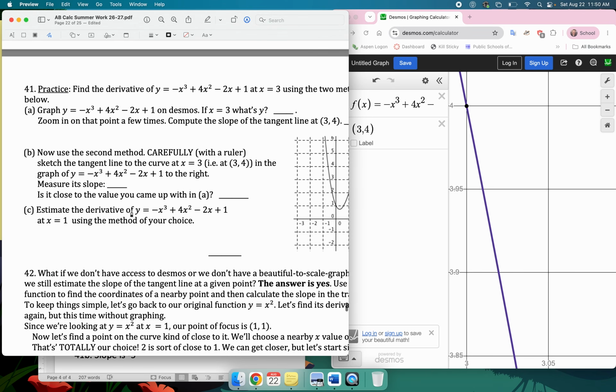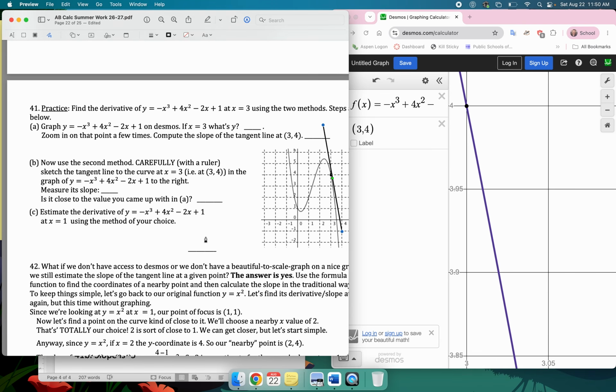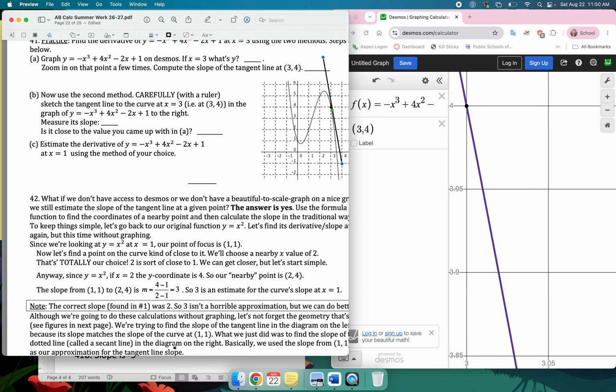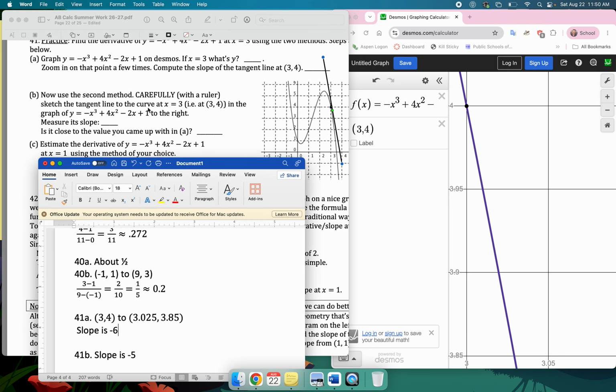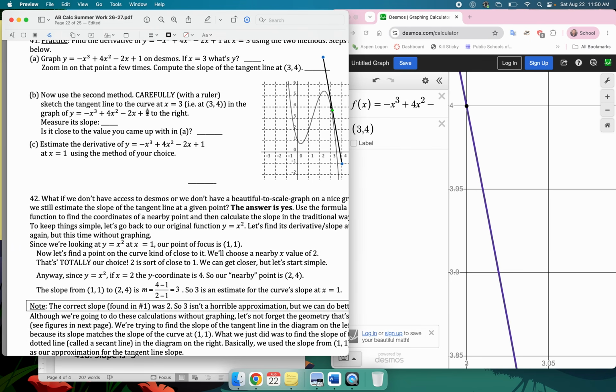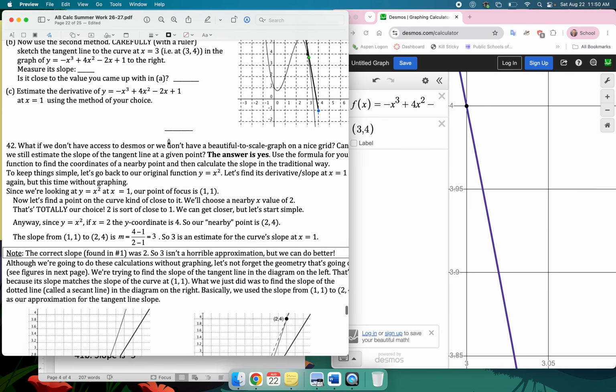So anyway, estimate the derivative using the method of your choice. They're just saying, pick one of these two values. Either one is fine. So the slope is either negative 5 or negative 6 or something in between those two things.